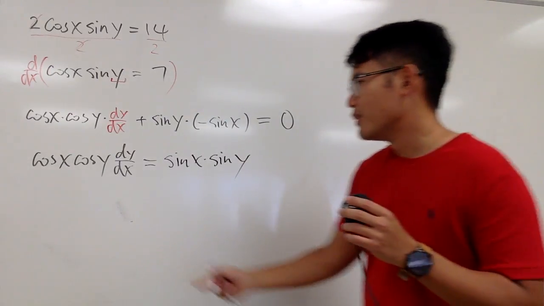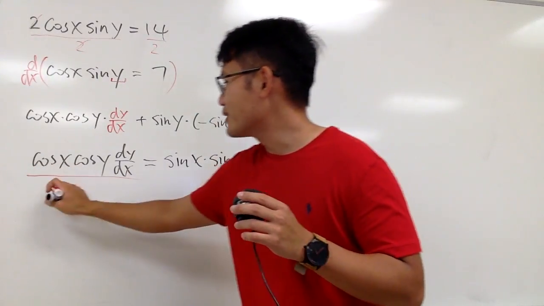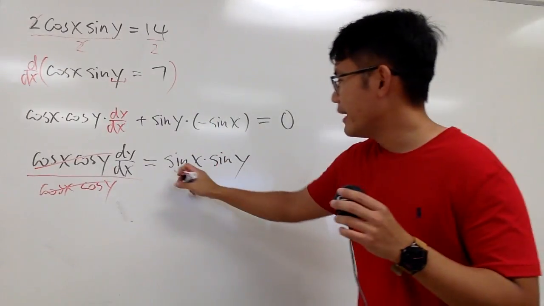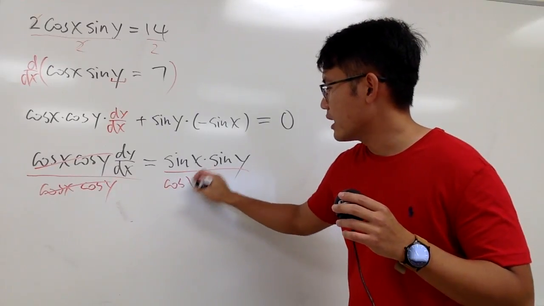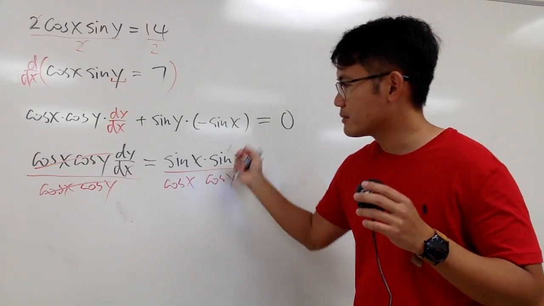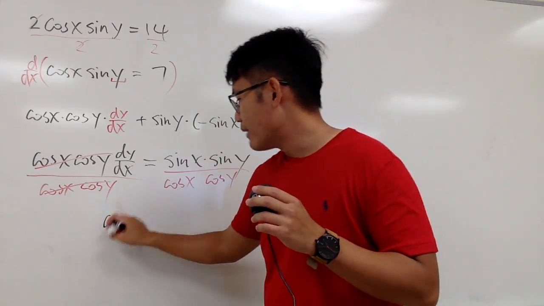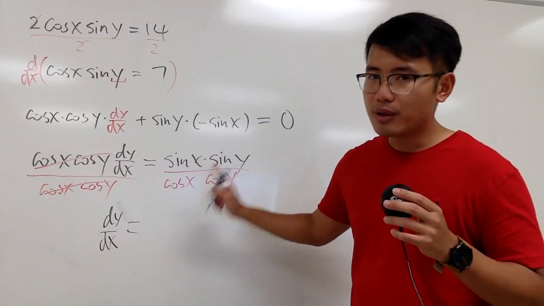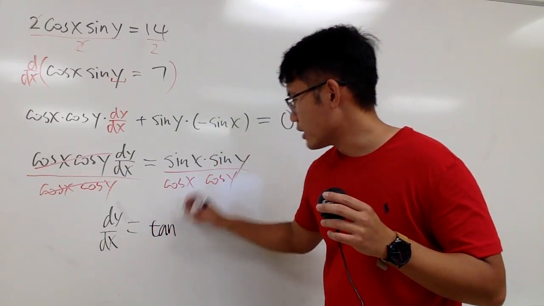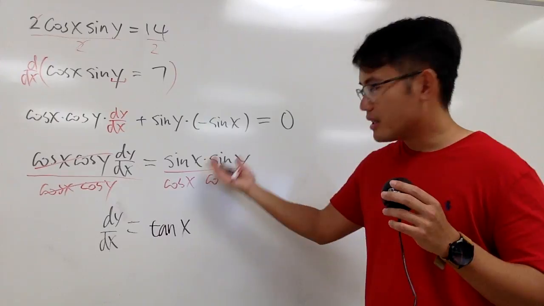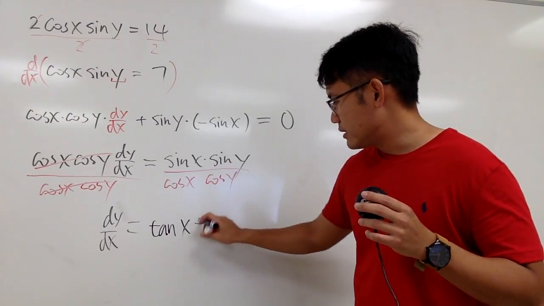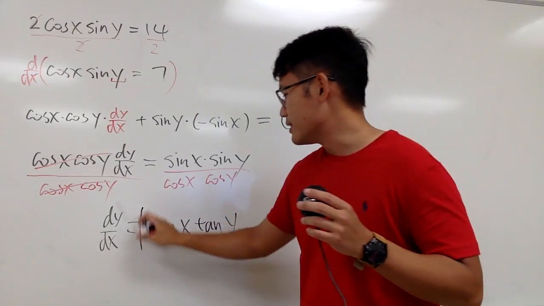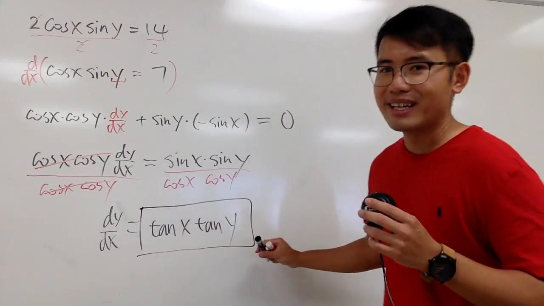And then from here, we can just divide both sides by cosine x, cosine y, so they will cancel, and then we do the same thing right here. Cosine x, cosine y. And in the end, we see we have the dy/dx being isolated, and sine over cosine is tangent. So the first is tangent x. And then here, this part is going to be still tangent as well, but the input is y. And you can just leave the answer like this. The answer is tangent x times tangent y. And that's it.